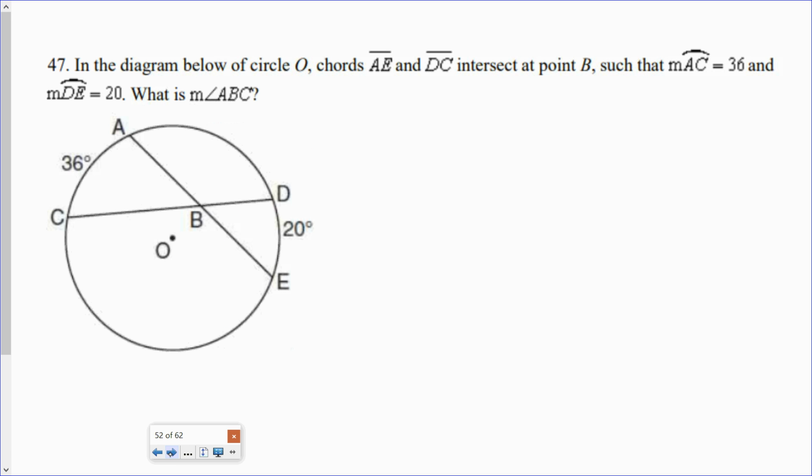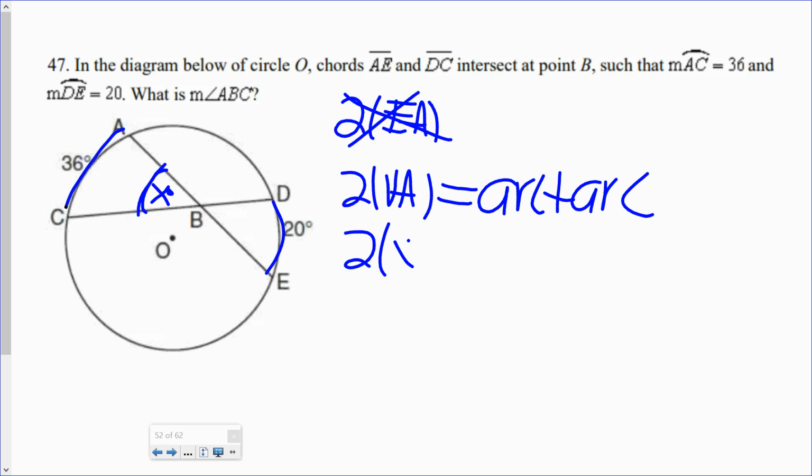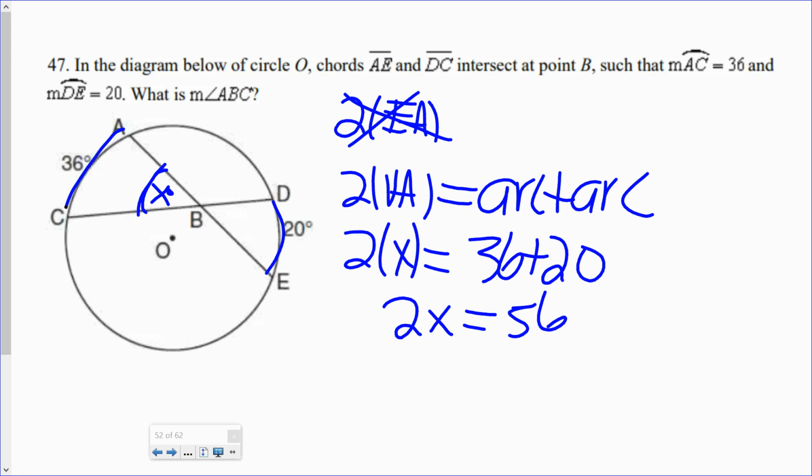Put an X on what you're trying to find. Angle ABC. Arcs and angles. Angle, arc, arc. So it's going to either be 2EA or 2VA. Is there an exterior angle? No. Is there a vertical angle? Yes. So it's 2VA equals arc plus arc, and the vertical angle is X. Arc plus arc, 36 plus 20. Doesn't matter which one goes first. Simple algebra. X is 28.